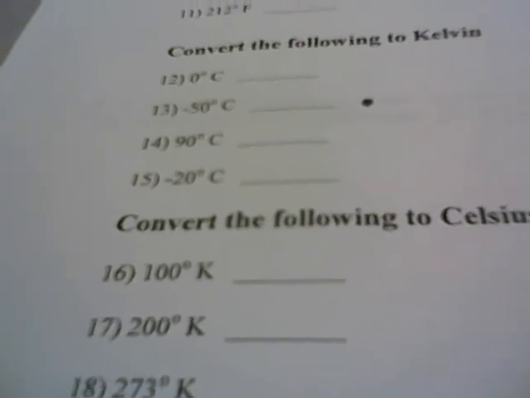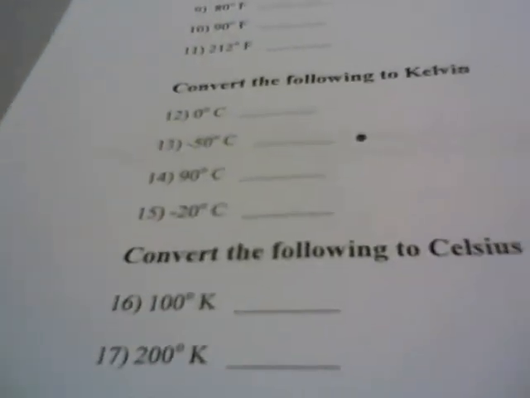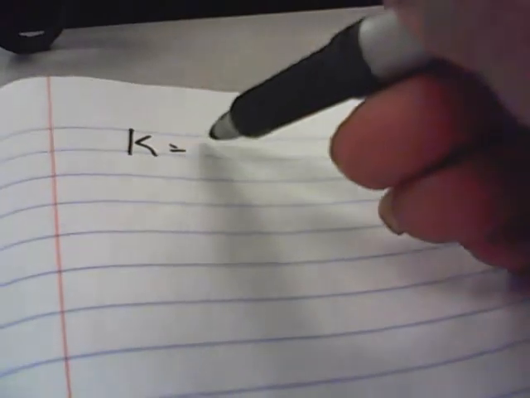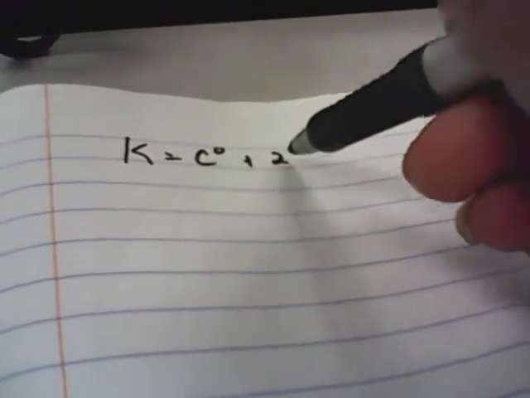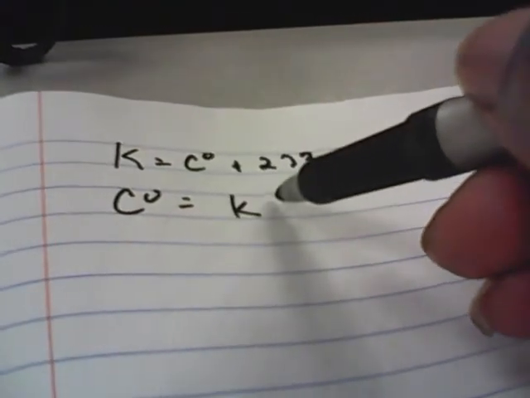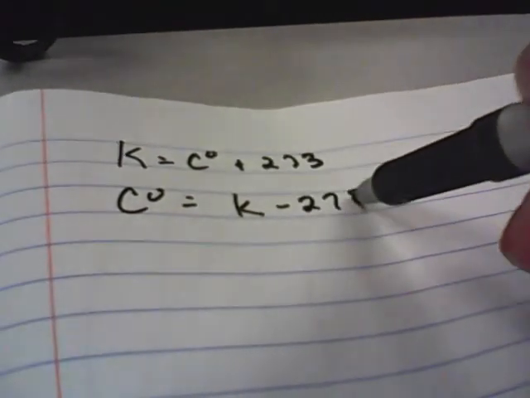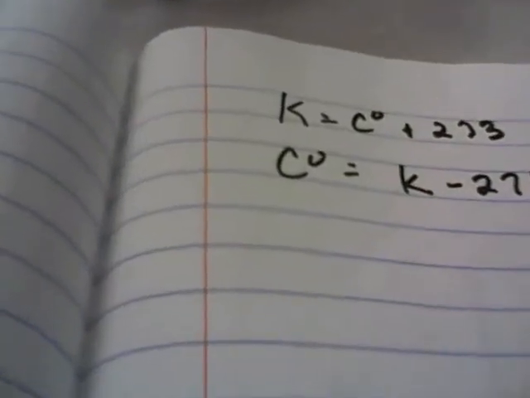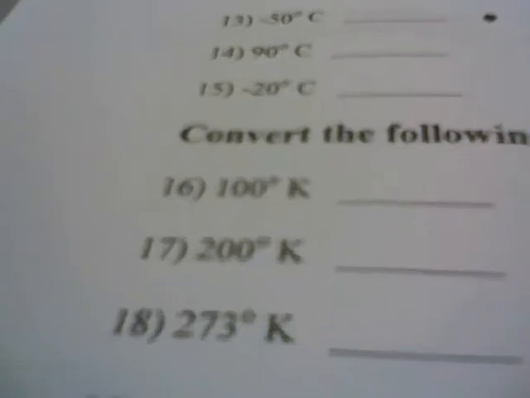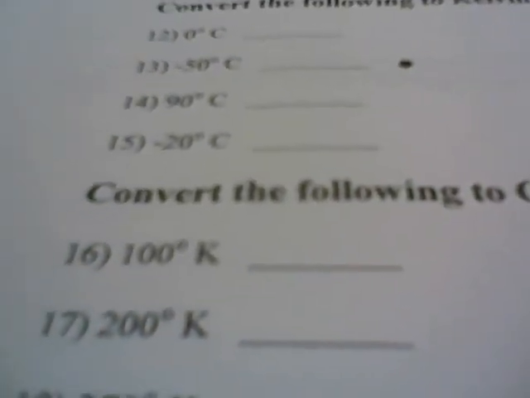So remember, I did say that we had to change the equation in order to do that. So we go back and we say if Kelvin is equal to C plus 273, then Celsius is equal to K minus 273. All right. And so we're given K here. And so we'll start with number 16, which is 100 degrees.